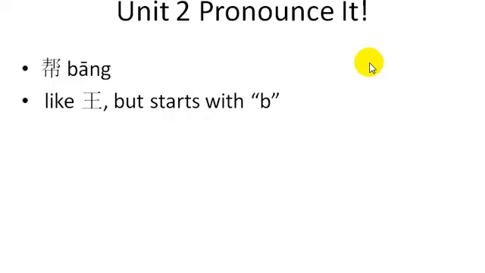The first one is bang, and bang is kind of like wang. So wang, like Wang Peng, is W-A-N-G. So bang has the same ending, A-N-G, so it sounds just like wang, but with a B, bang. Now, wang is second tone, but bang is first tone. Bang. So let's try that 3 times.